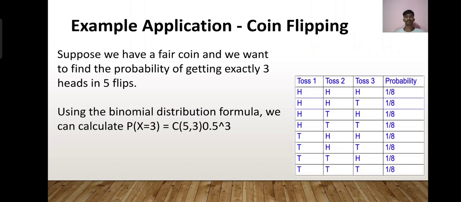Example application: coin flipping. Suppose we have a fair coin and we want to find the probability of getting exactly 3 heads in 5 flips. Using the binomial distribution formula, we have calculated P of X equals 3 equals C of 5 comma 3 into 0.5 power 3. And here we can see the table of toss 1, toss 2, toss 3 probabilities.